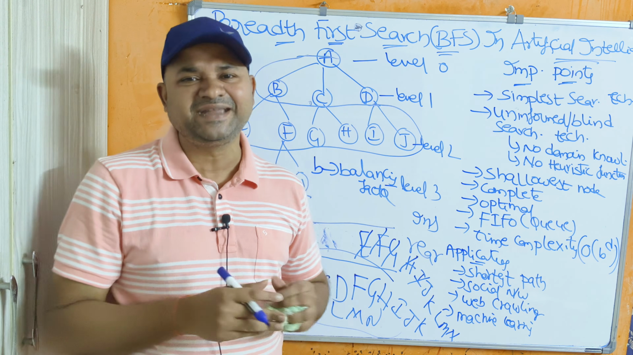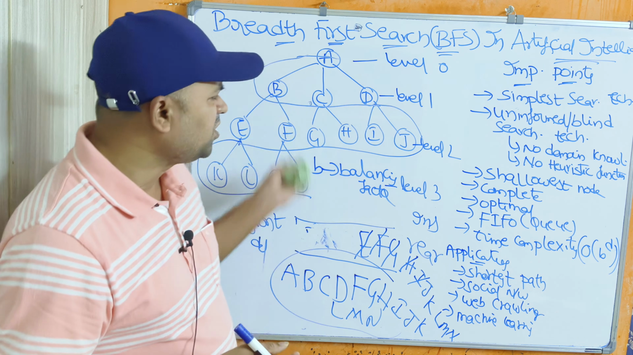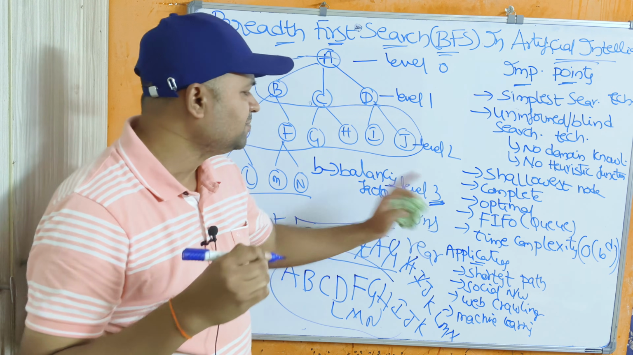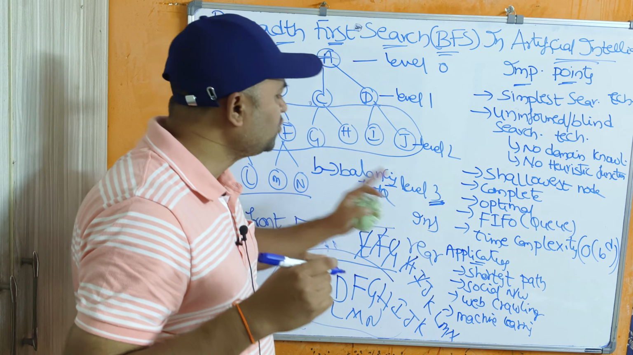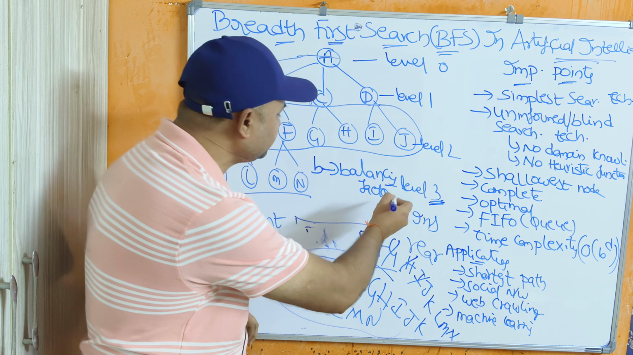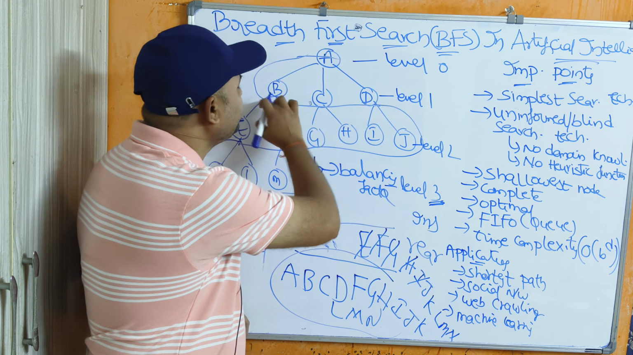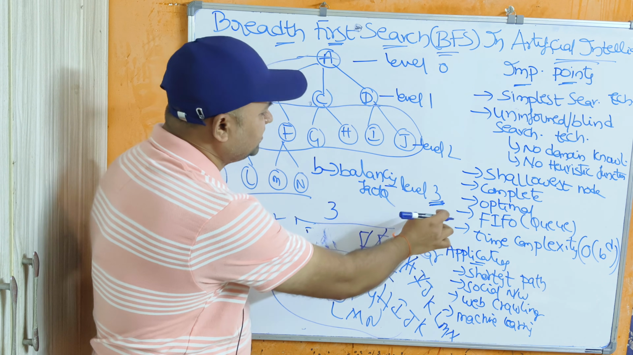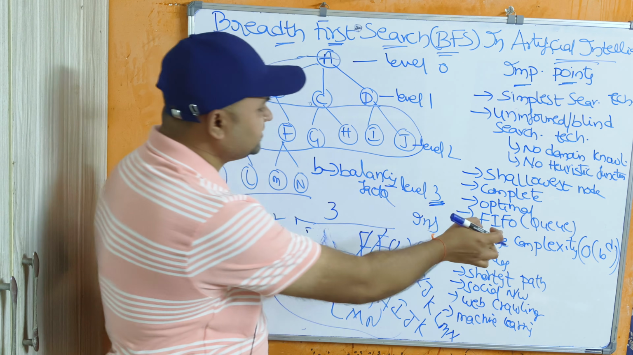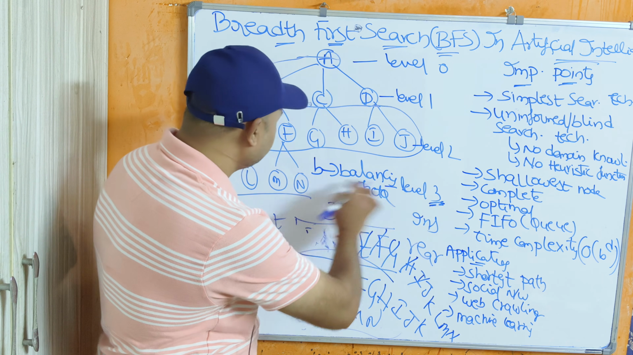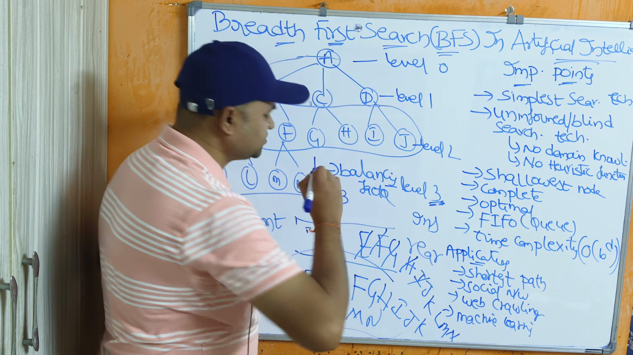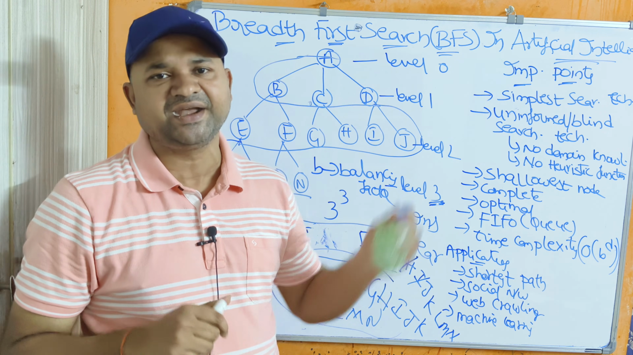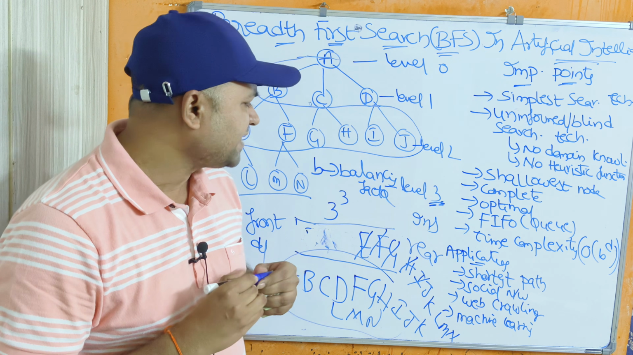And d is nothing but depth. So what is the maximum depth of this tree? 3. So 3 is the maximum depth. If we consider node A, then what is the time complexity? Node A has 3 children, so 3 power, d means depth, and here the depth is 3. So 3 power 3 means 27. So a maximum of 27 comparisons are needed in order to do the traversal.